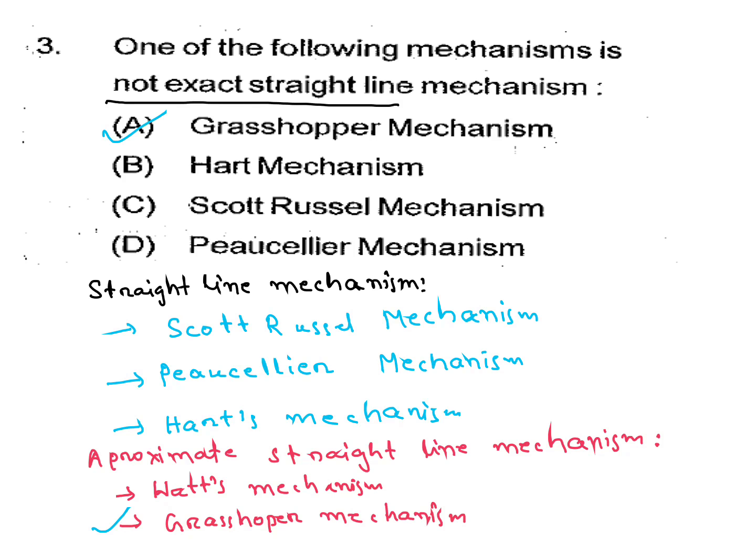One more thing is important here: all these mechanisms are examples of lower pairs.